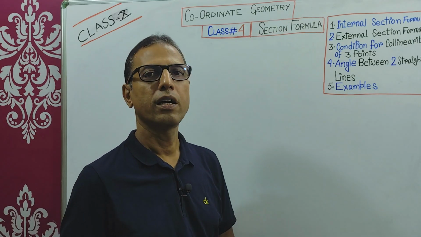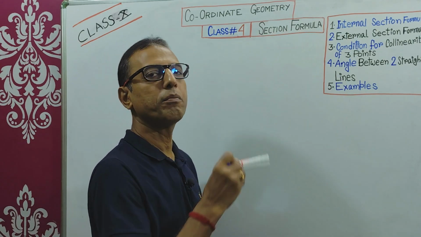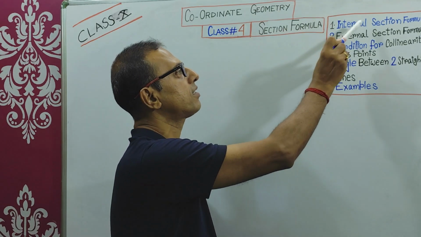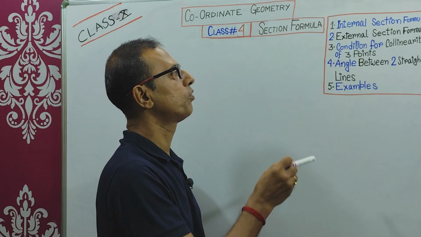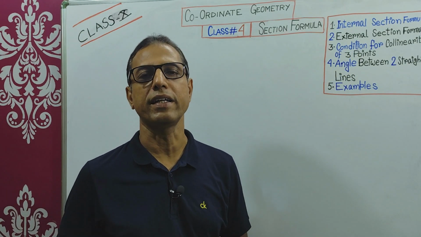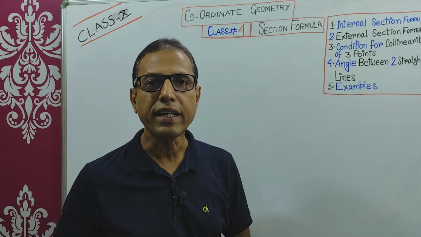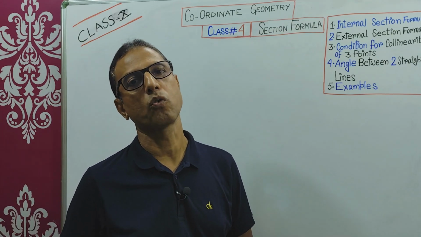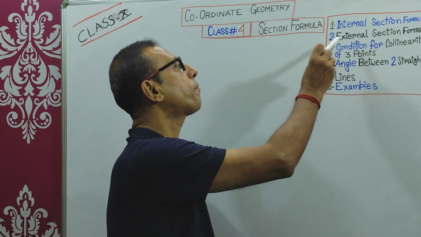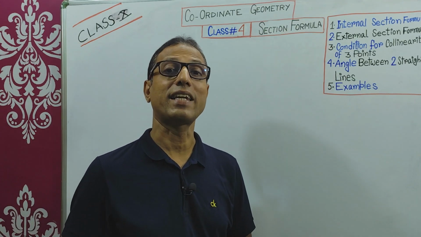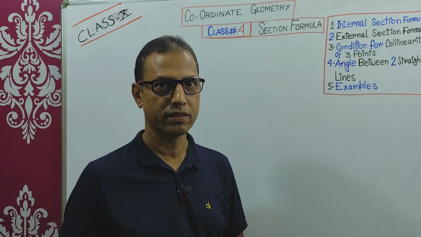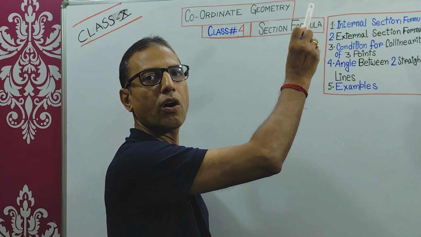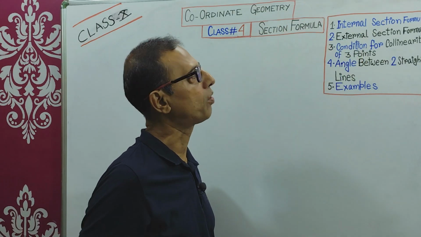section formula, and also one more topic which is beyond section also. Section formula, what I am going to cover: internal section formula, external section formula. So when a point is dividing a line segment internally, then how to find out the coordinate of that point. When the point is dividing the extended portion of the line segment, that is externally, then also how to find out the coordinate of that point, that is external section formula.